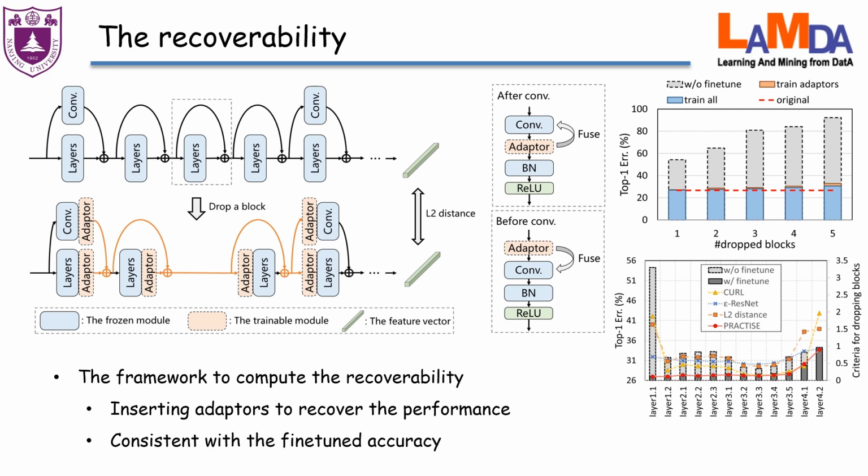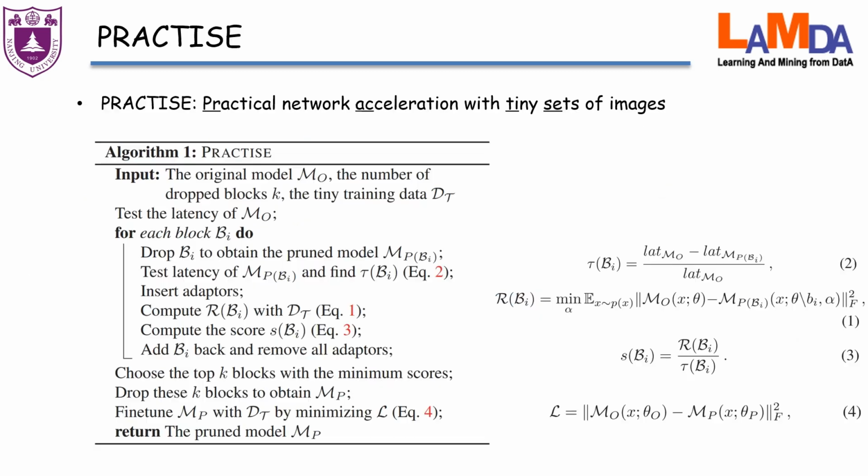Thanks to the limited computations and parameters in adapters, calculating the recoverability requires only a few training samples and little training time. Finally, we propose the PRACTISE algorithm, standing for practical network acceleration with tiny sets of images. PRACTISE calculates the acceleration ratio and the recoverability of each block. Then it drops several blocks with small pruning scores. And finally, the pruned model is fine-tuned on the tiny set with the help of the original model.